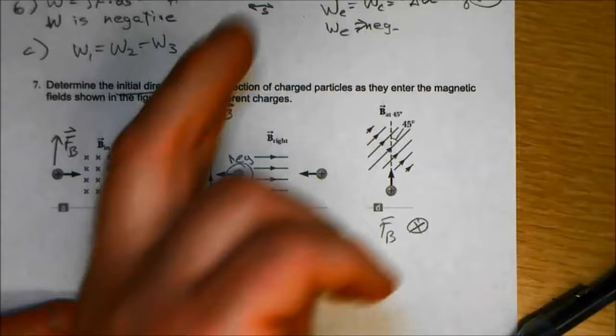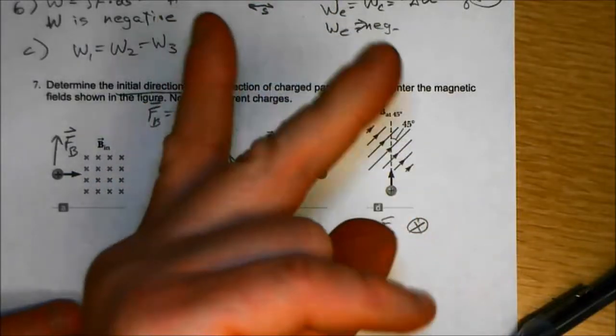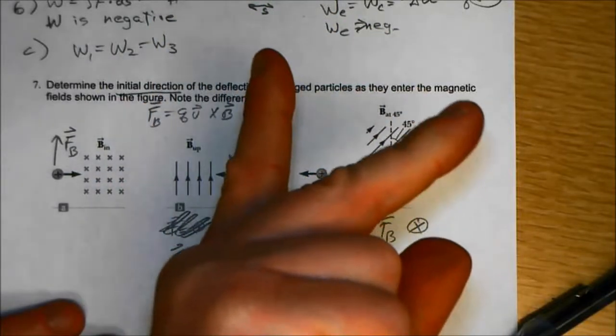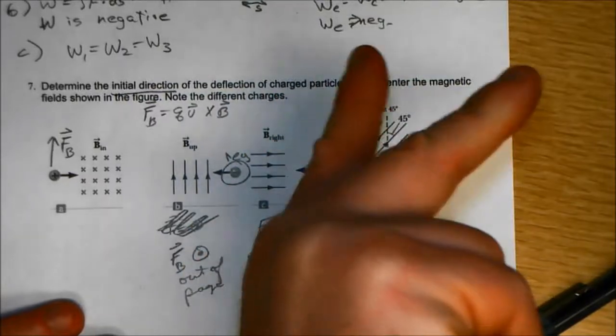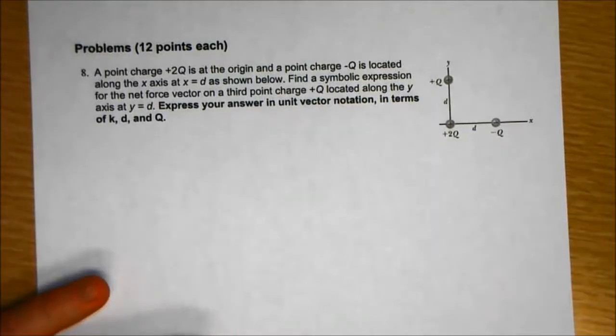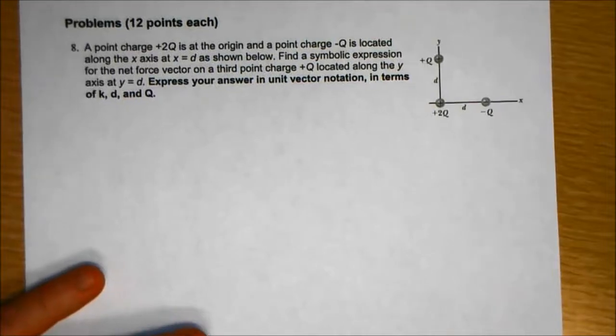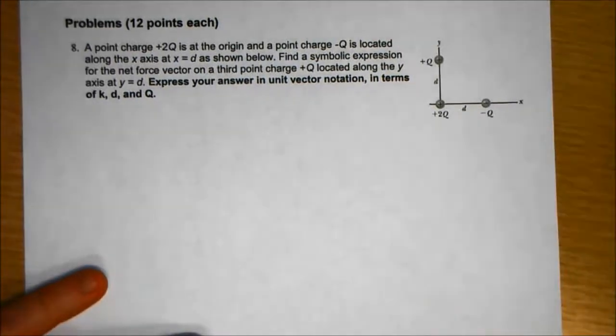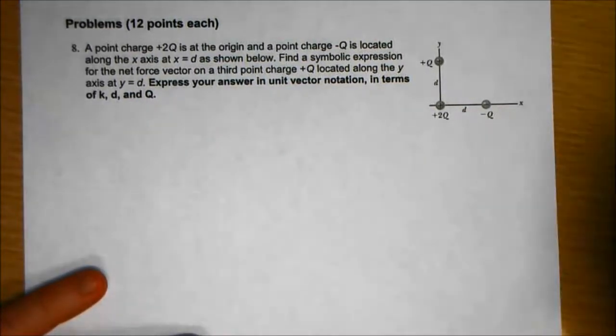Or using the three-finger method: velocity, magnetic field, and the thumb goes into the page. So problem 8. This is a trusted old favorite that I'm sure you know how to work by now.